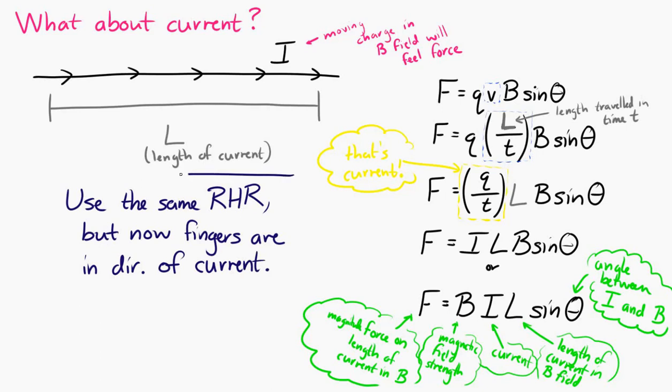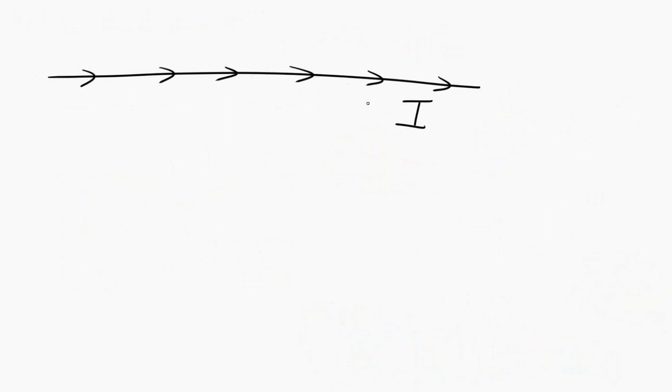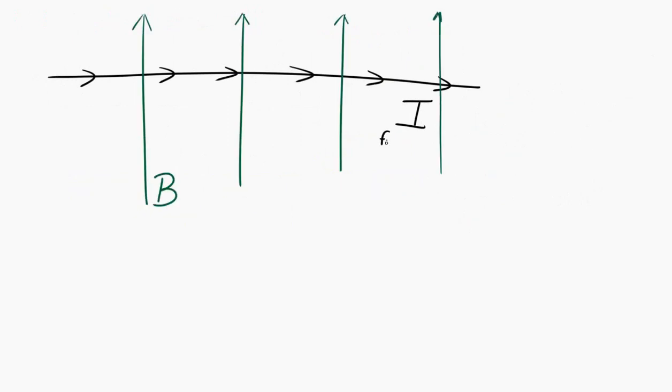Let's try a little example. Let's say we have a current moving directly to the right and a magnetic field oriented towards the top of the page. Then we point our fingers in the direction of the current and orient our palm so the magnetic field is coming out of our palm. If we do that, then the force on this piece of current going through a magnetic field would be out of the page.